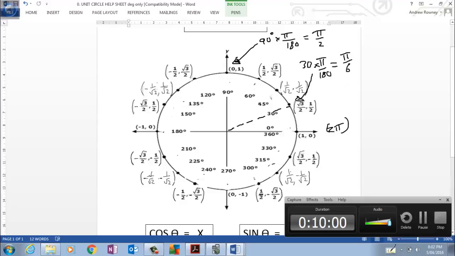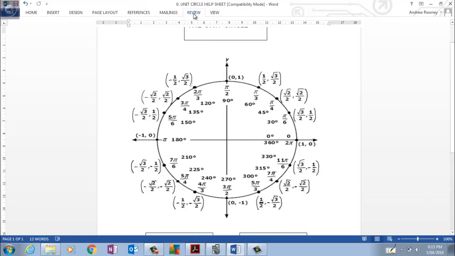Now pause the video and see if you can do all of these angles around the whole unit circle. And here are the answers for degrees and radians around the whole unit circle.